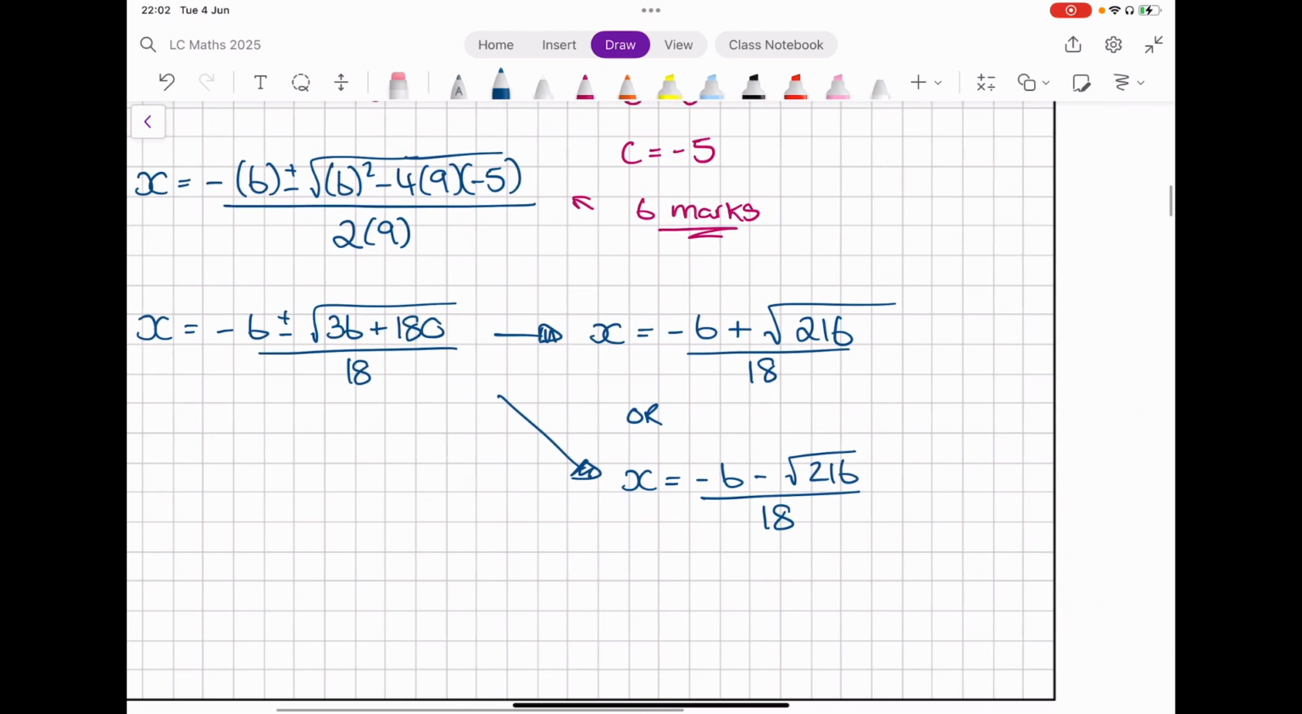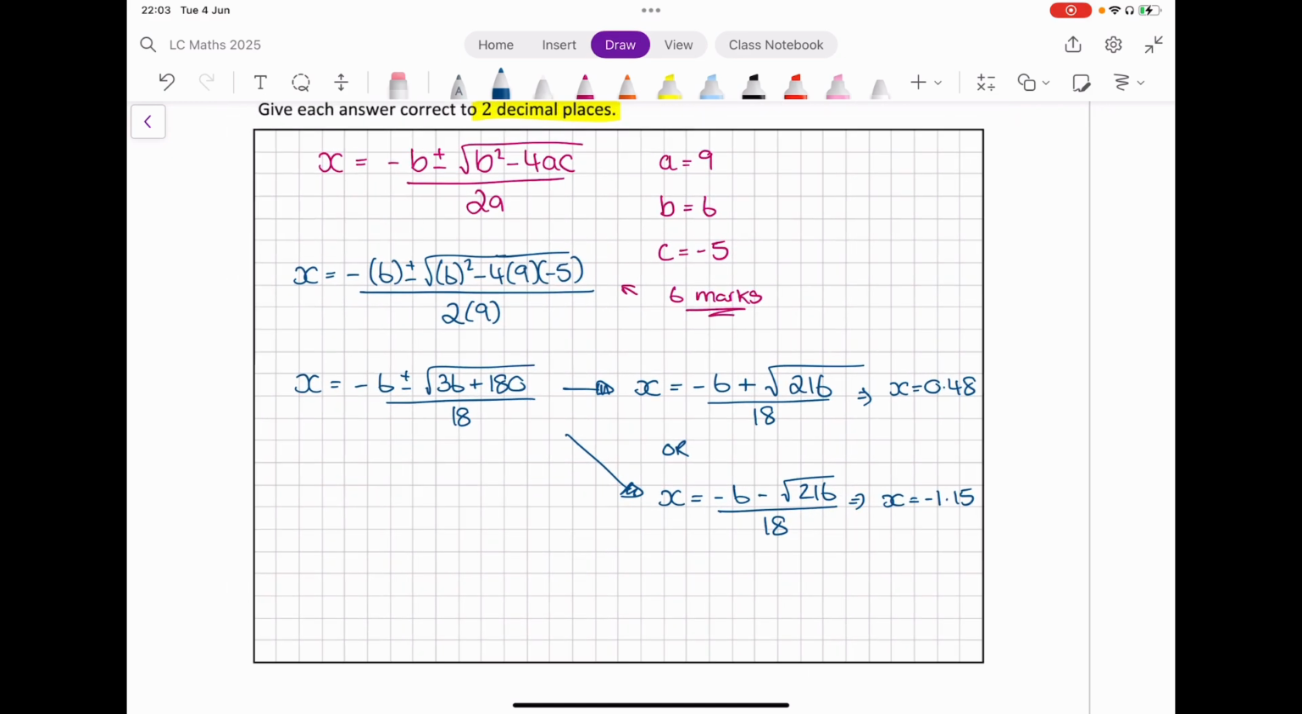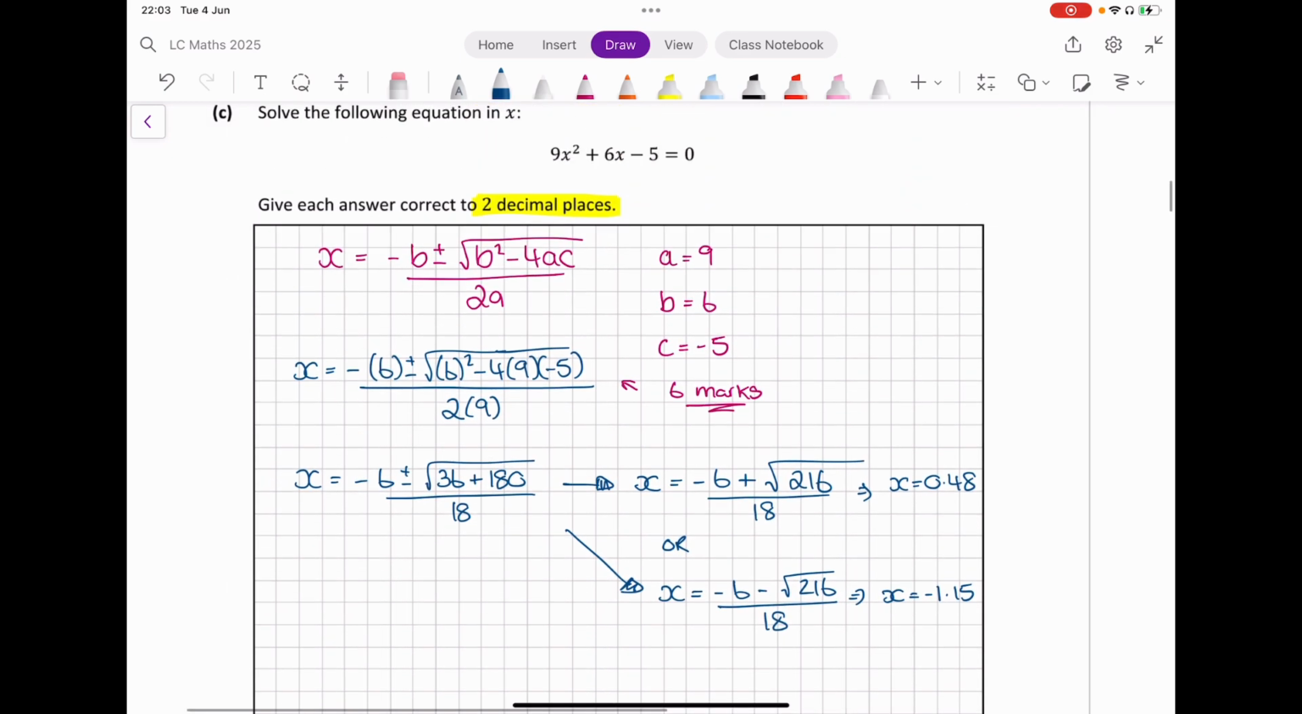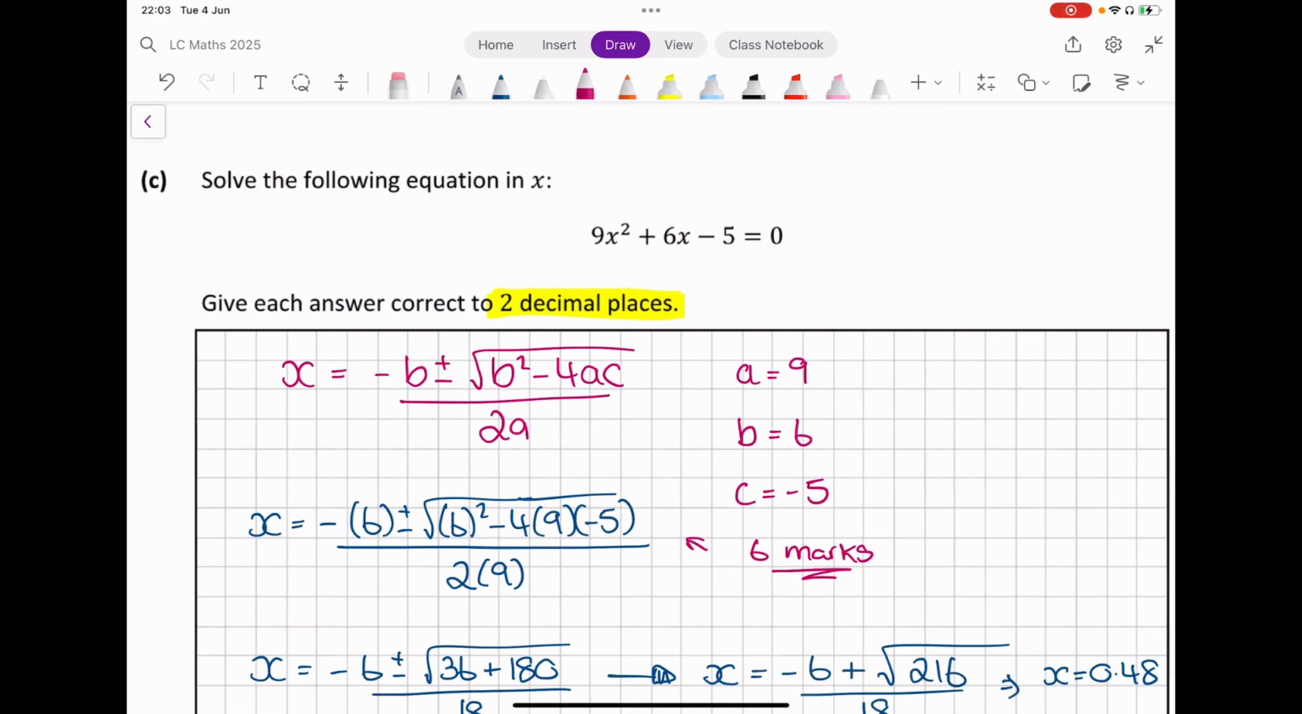So in that case then, your answers, first one is going to be x is equal to 0.48 when you plug it into your calculator, and down here we have x is equal to minus 1.15. And there's my two answers for that question. Remembering that when I have an x squared, I'm going to have two answers. Okay, now the answers might be the same, but I should be getting two answers.